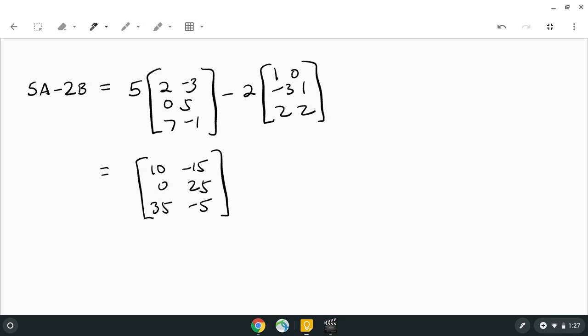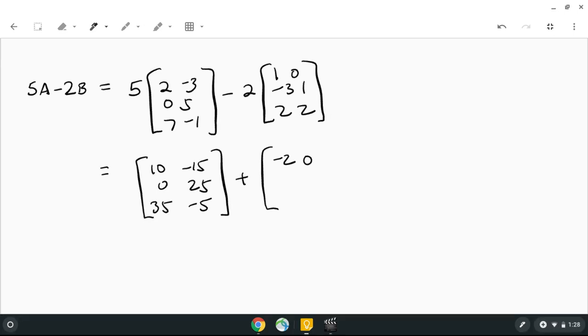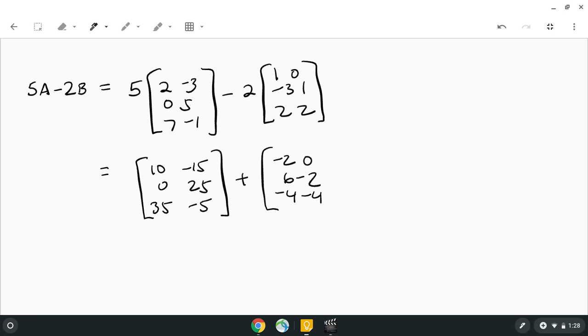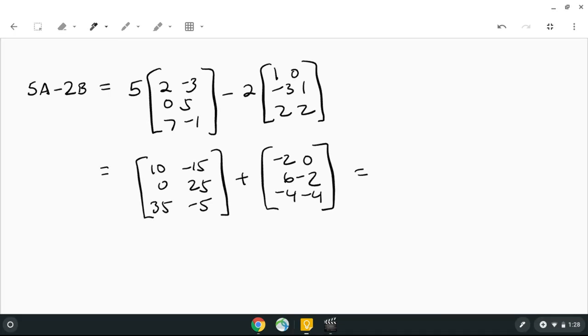And then here I'm going to multiply all the entries by negative 2. So I'll just change that to addition. So we get negative 2, 0, 6, negative 2, negative 4, negative 4. And then now here we can go ahead and add the entries 10 and negative 2.